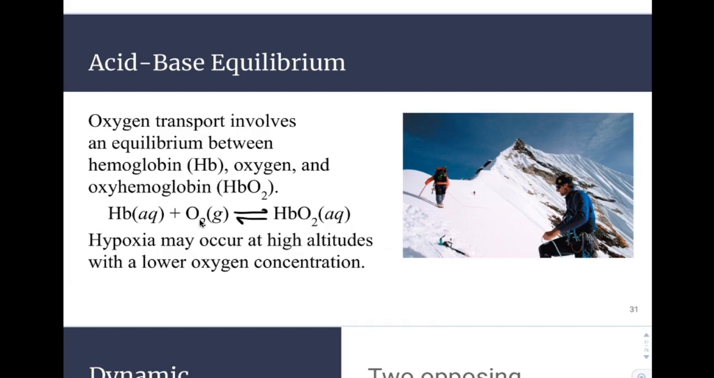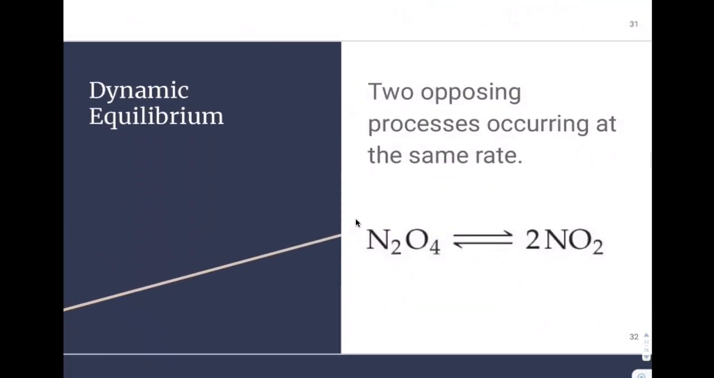And so that can throw things off. And if you have too much oxygen sometimes, you can make too much oxyhemoglobin. And so we really have to keep a very delicate balance in our bodies of these different things. So what does this arrow mean? This arrow means dynamic equilibrium, and it means two opposing processes occurring at the same rate.